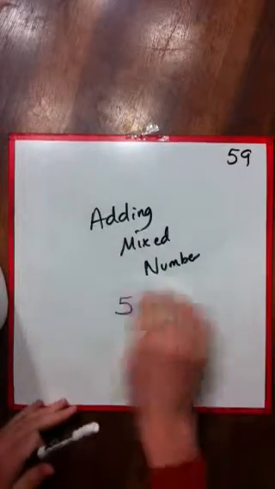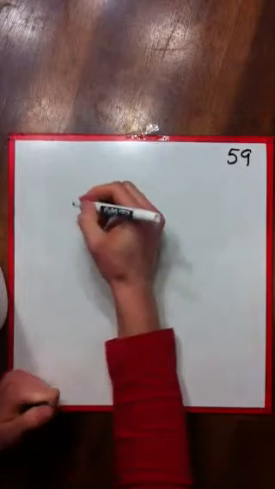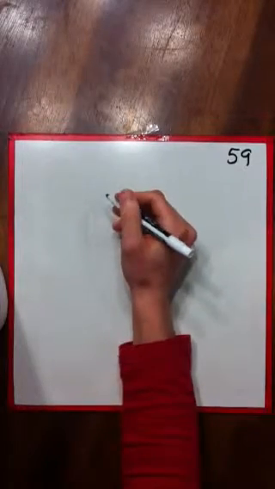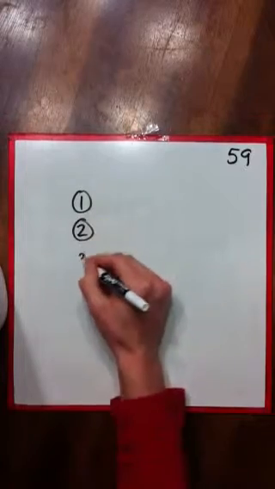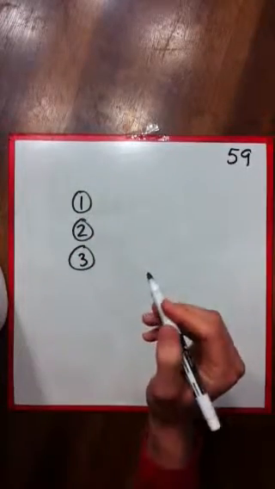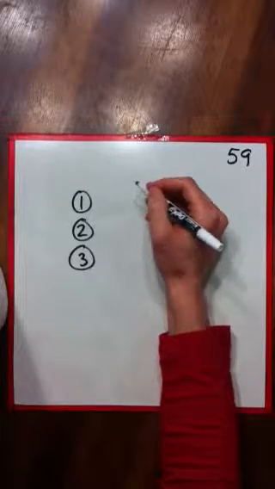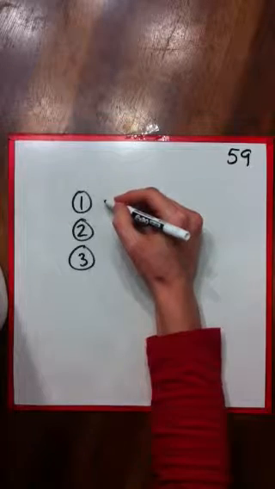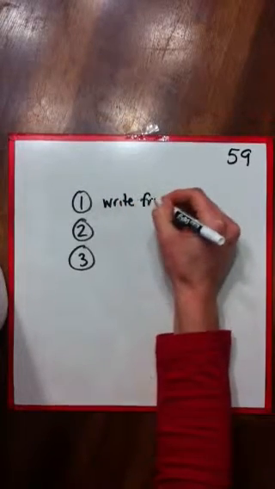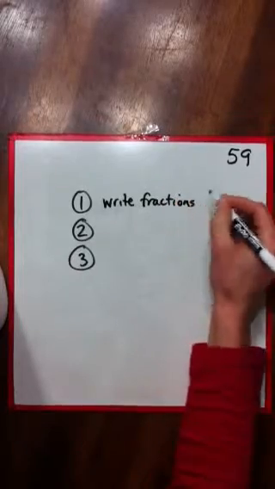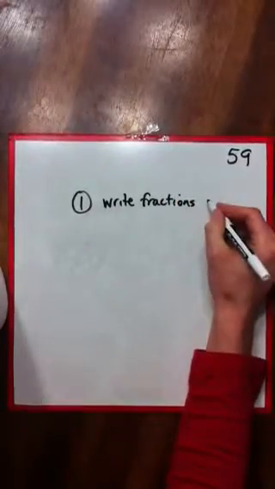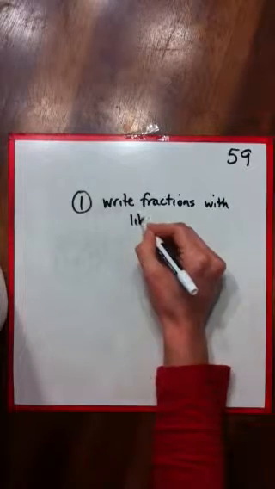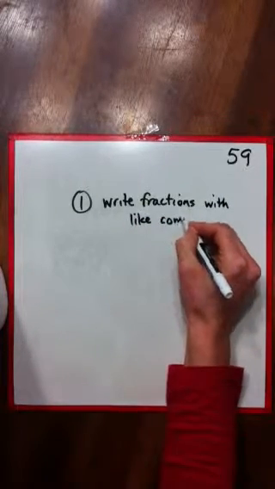So we're going to learn, if you do not know already, this may be a review for some, but what we're going to do is learn how to add them. Okay, so remember on Tuesday we went over 3 steps, and I'm just going to review those with you real quick. Okay, step 1 was, when you're adding or subtracting fractions, the first step is to write the fractions with like denominators. So I'm going to write that out, and you write that as well. Write the fractions with like or common denominators.